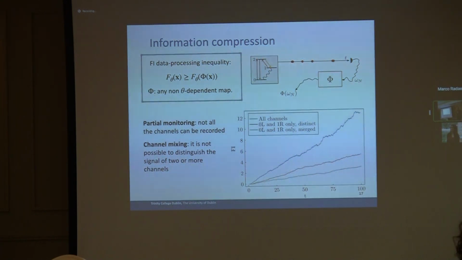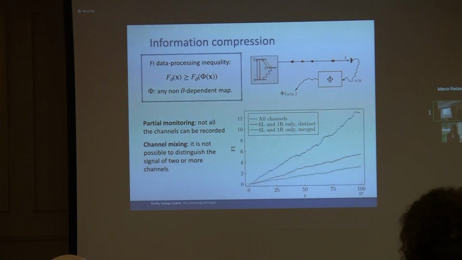Another possibility is the one which we call channel mixing. For some reason, our setup is not able to distinguish two different jump channels and can only record the fact that some jump happened, without being able to distinguish exactly in which channel the jump happened. This is a further post-processing or a further compression.